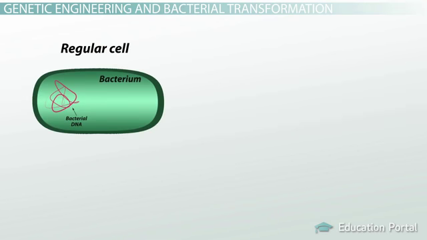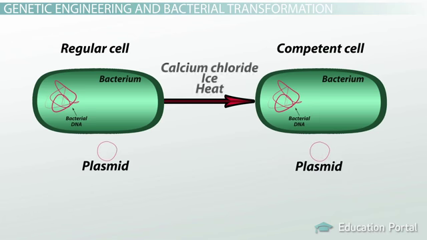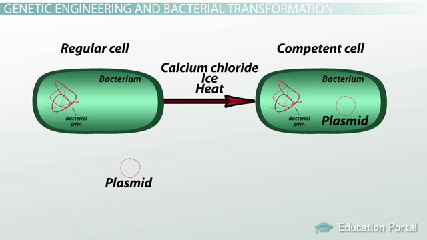Bacterial cells that are actively growing are most amenable to bacterial transformation. However, they must undergo a series of treatments before they are competent for transformation. There are several ways to make cells competent for transformation, but we will consider the simplest version, which only requires calcium chloride, ice, and heat.